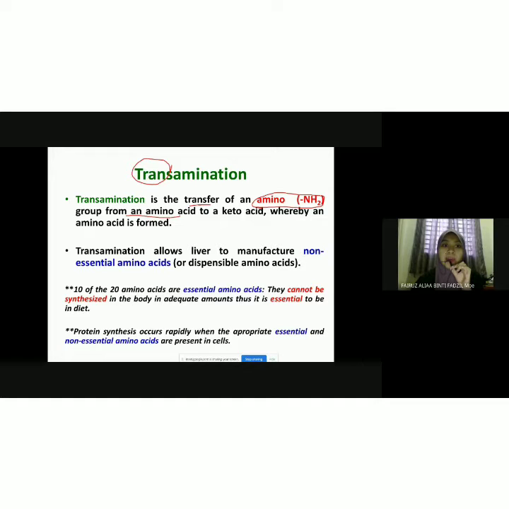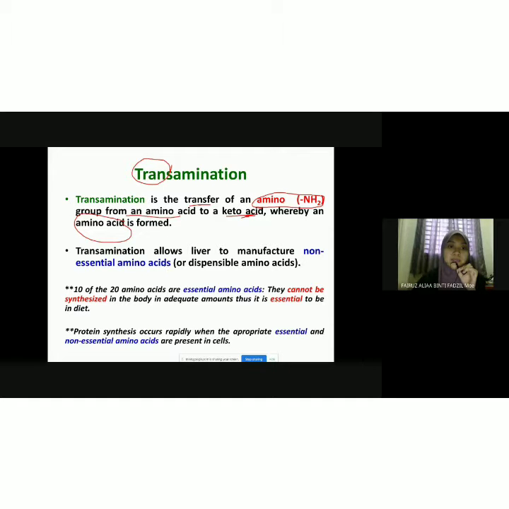So when we want to transfer, we must transfer to someone, isn't it? So the one who is transferred is the donor, and the one who is accepting the amino group is the acceptor. So who is the acceptor here? The acceptor here is the keto acid. So the donor is the amino group, and the acceptor is the keto acid. So when the original amino acid gives up its amino group, they become a new amino acid.